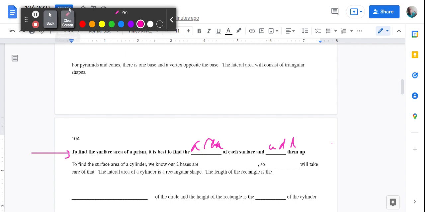I'll get to that in a minute, but again, there is a formula for prisms. I don't really like using the formula. If you want to look up the formula online and figure it out, that's cool. I think it's best to just find the area of each surface and add it up. It's just the simplest way.